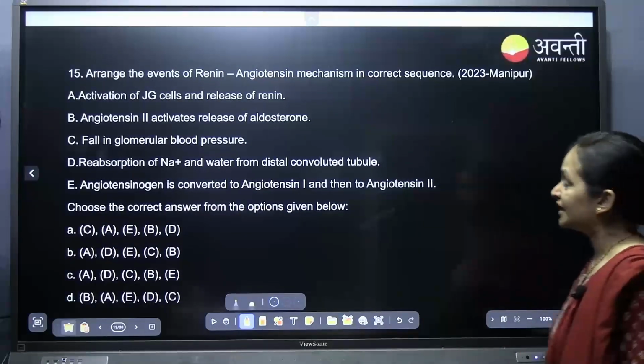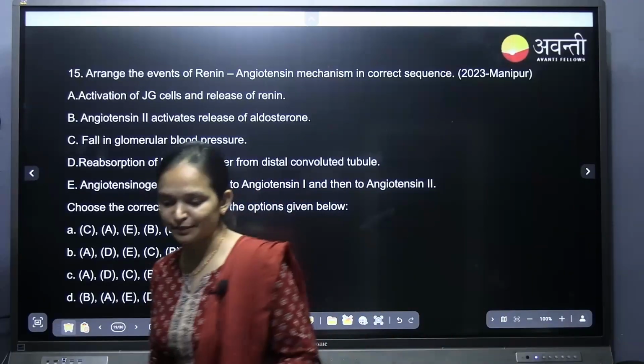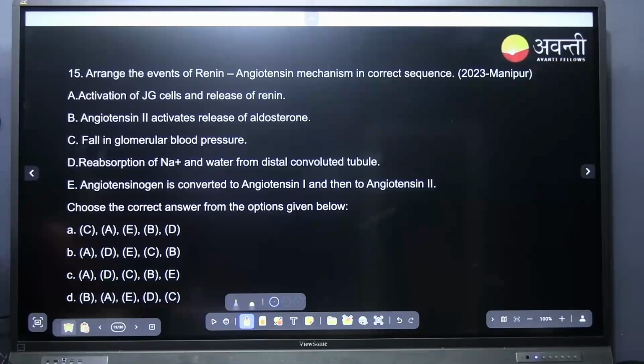Arrange the events of the renin-angiotensin mechanism in correct sequence. Now arrange, children. Arrange. Let me see. Sakshi, Surabhi, Kiran, arrange it. So activation of JG cells and release of renin. Yes, activation takes place in the primary stage. Yes, angiotensin 2 activates the release of aldosterone.